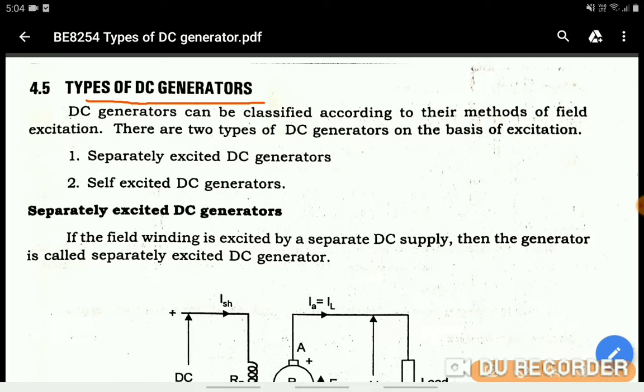The DC generator can be classified according to their field excitation. So in this concern, you need to explore more about excitation. What is the meaning of excitation? Particularly field excitation. Excitation means magnetizing. See here, the field coils are magnetized in order to create the magnetic field. How the field coils are magnetized makes it two types of a DC generator.